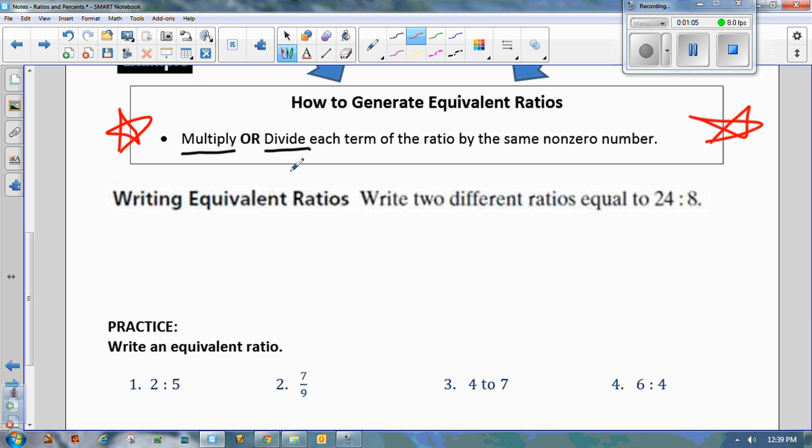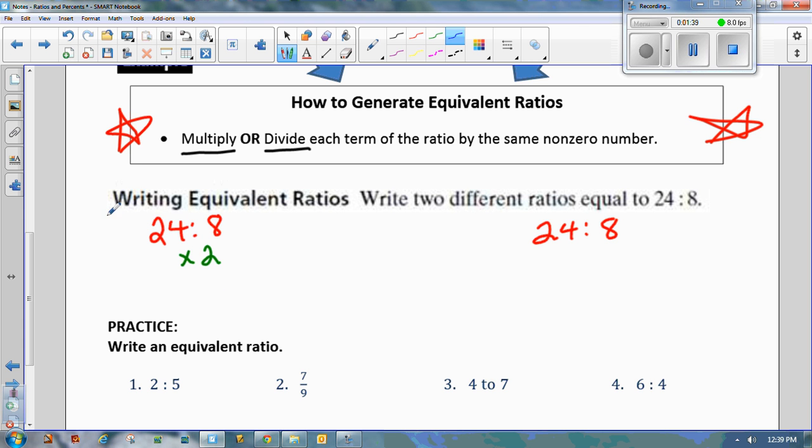We're asked to write equivalent ratios, and we're asked to write two different ratios equal to the ratio 24 to 8. So I'm going to write 24 to 8, and then come over here and write 24 to 8 again a second time, since we're asked to write two different. We're going to use multiplication for the first one. Now, making equivalent ratios is just like making equivalent fractions. We can choose whatever we want to multiply it by as long as we do the same multiplication to each part of the ratio. Here, I'm going to choose to multiply by 2.